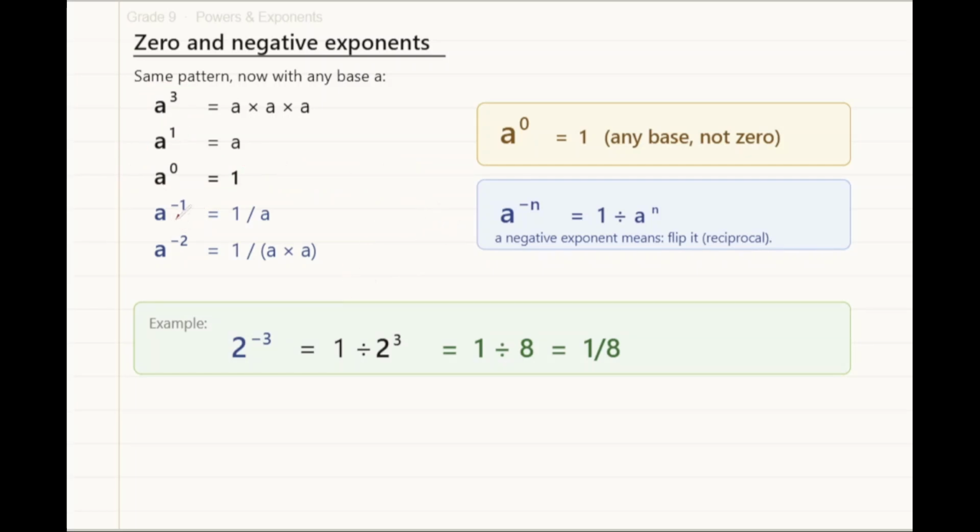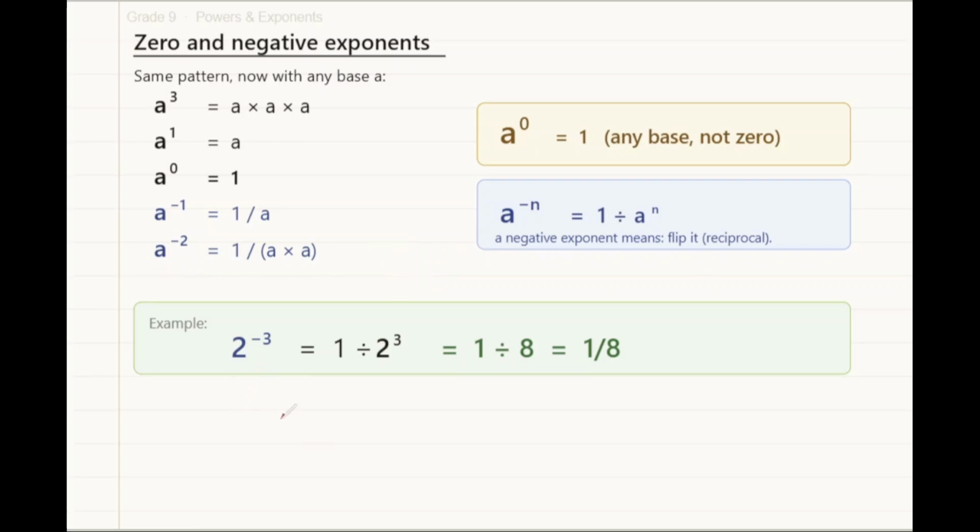To evaluate the negative exponent, you can simply flip it. Or in other terms, any base raised to a negative exponent is the reciprocal of that number. So here you can see a to the power negative 2 is, instead of writing like this, you can write a to the power negative 2 is the reciprocal of a to the power 2. So basically you flip the power of a negative number and make it positive.